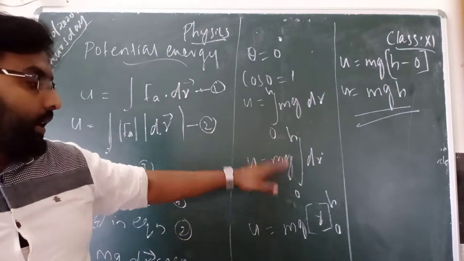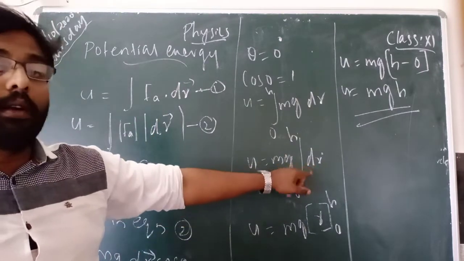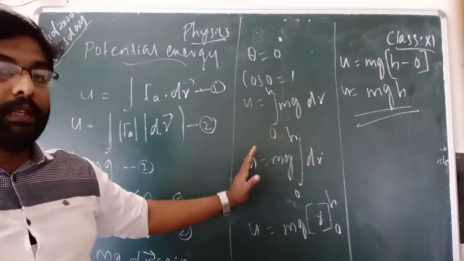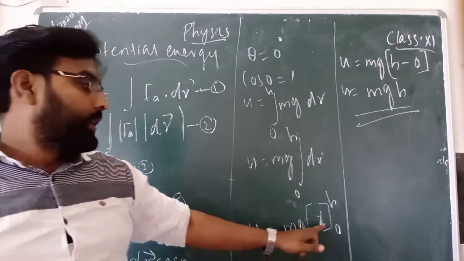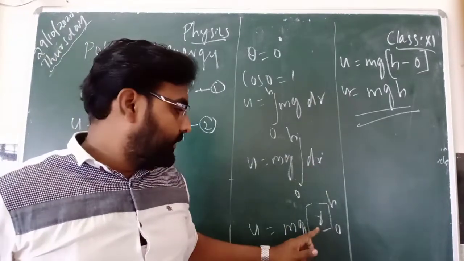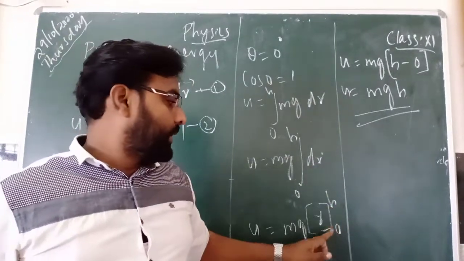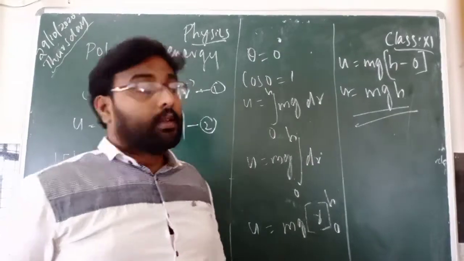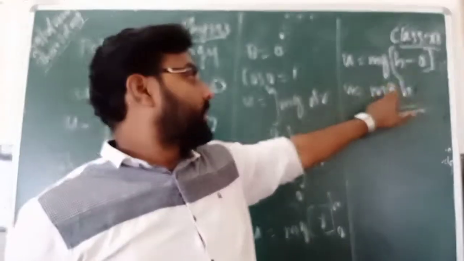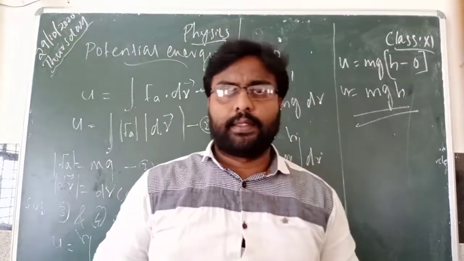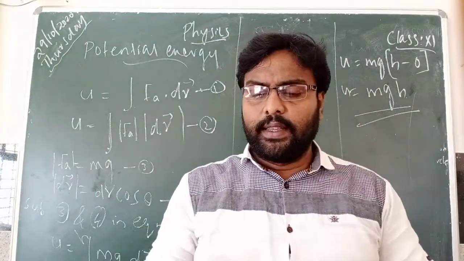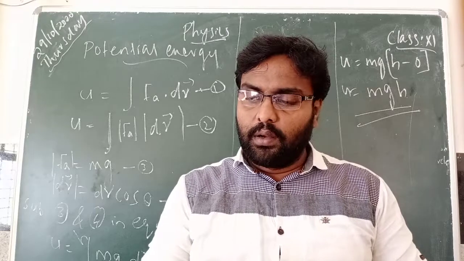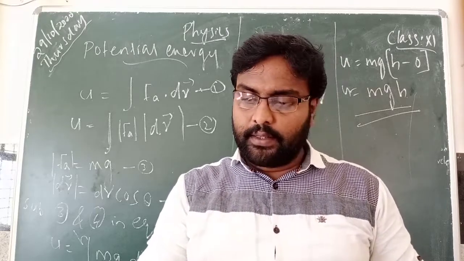Now you can integrate this. Integrate what? dr. Take mg outside, integrate dr, then apply the limit. Integration of dr is r. Apply the upper limit, lower limit, h minus 0. So U is equal to what we will get? mgh. This is the derivation for potential energy. Now example 4.8 you can practice.